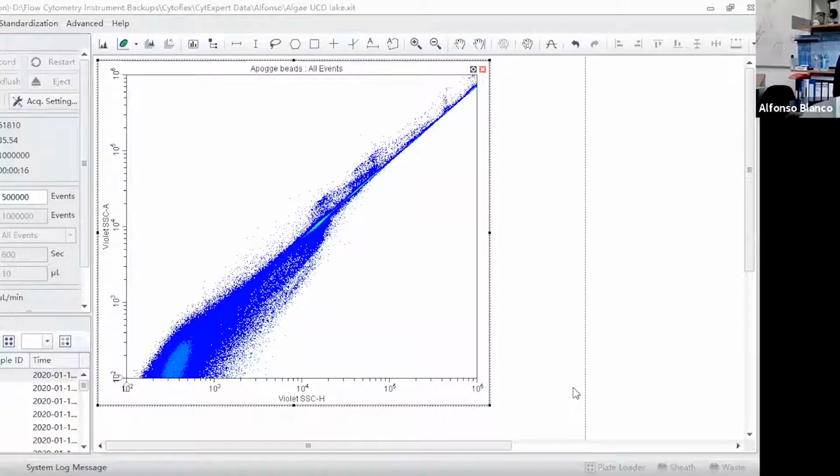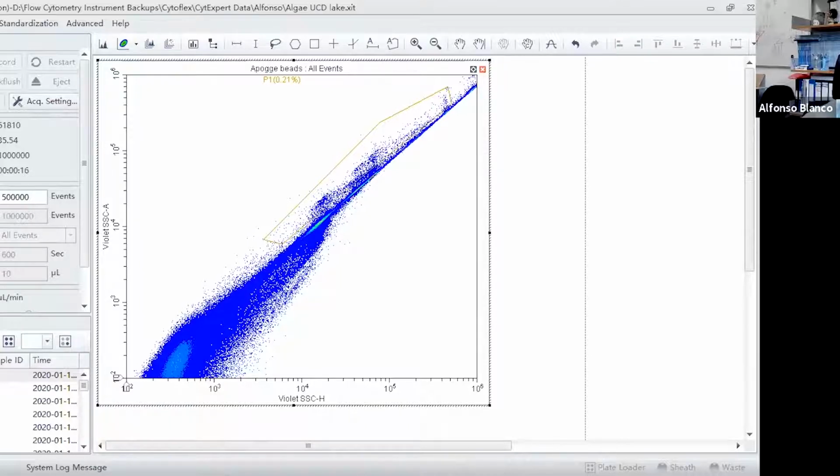I was preparing something in the meantime. I will share the screen again. So usually we use area and height, and here you have the Apogee beads. You can see violet side scatter on height versus violet side scatter in area, and you can clearly see the diagonal, but also a parallel population showing up. As you dilute, you will see that population disappearing. So it's a good way of checking that you don't have aggregates.